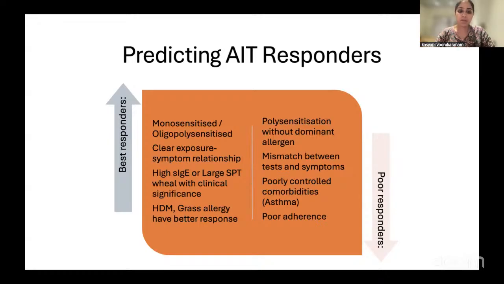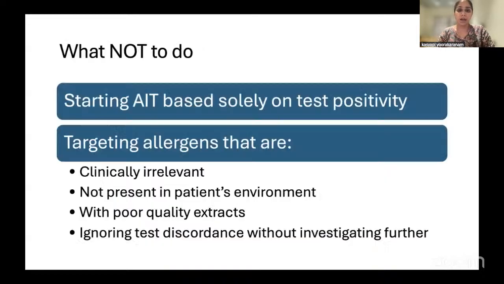The best responders generally are monosensitized patients with high specific IgE and larger SPT, with house dust mite and grass allergy having the very best response. Whereas poor responders for allergen immunotherapy are generally polysensitized patients, where there is mismatch between the symptoms and the test that the patient has undergone, and the patient has a very poor adherence to the allergen immunotherapy.